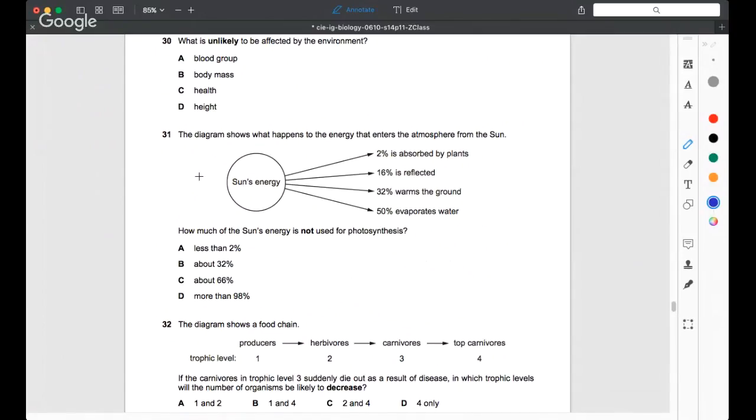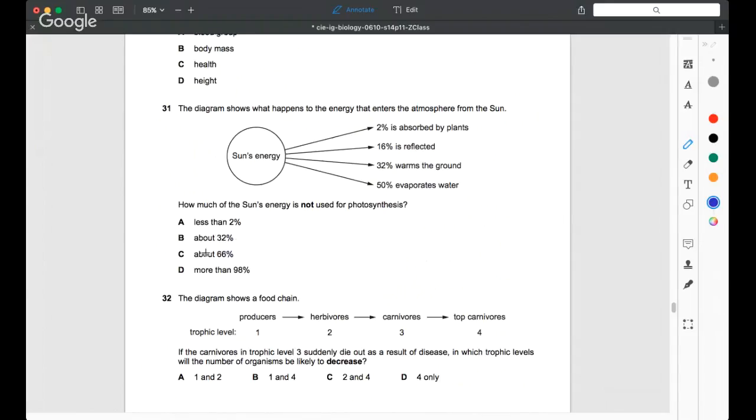The diagram shows what happens to the energy that entered the atmosphere from the sun. How much of the energy is not used for photosynthesis? So if we think about 2% is absorbed by plants, 16% is reflected, 32% warms the ground, and 50% evaporates water. So how much of the energy is not used for photosynthesis? More than 98%, because only the 2% that's absorbed can be used by the plant, and not all of that is used by the plant. So more than 90%, 98%.